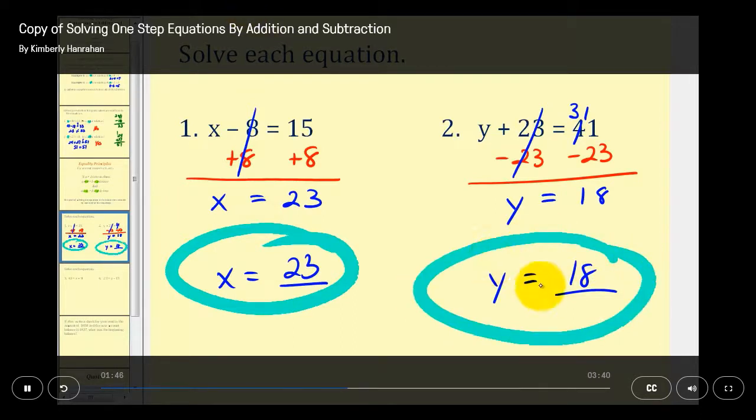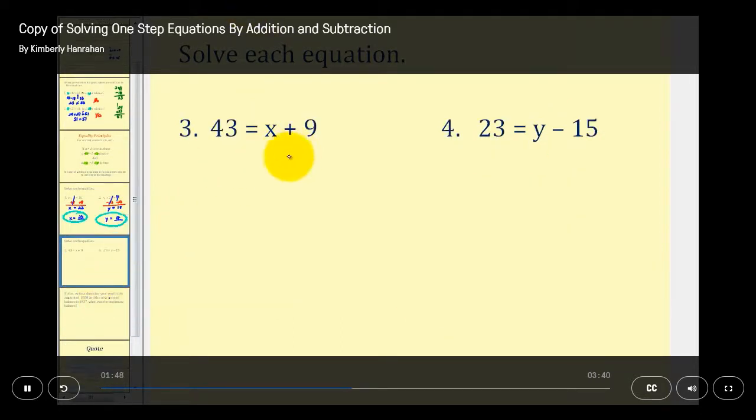Now let's go ahead and try 2 more examples. And notice on these examples, the variables are on the right side of the equation. It doesn't matter which side of the equation the variable is on, as long as we isolate the variable, we will be solving the equation.